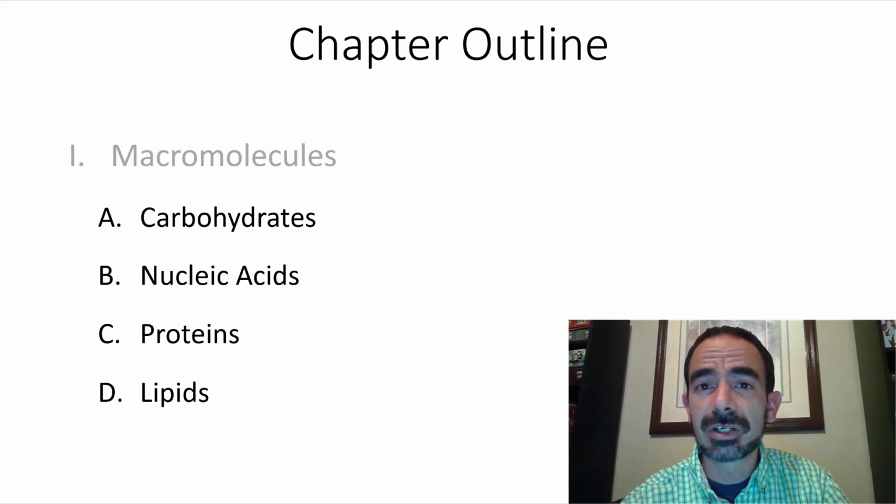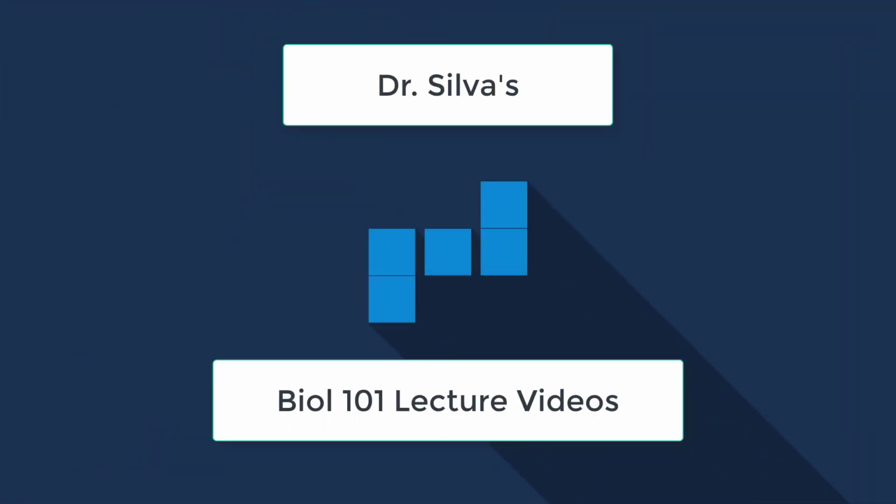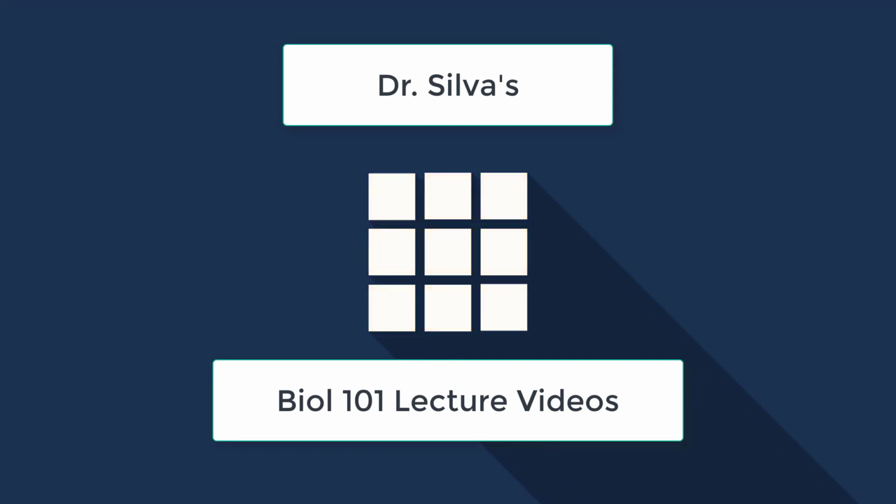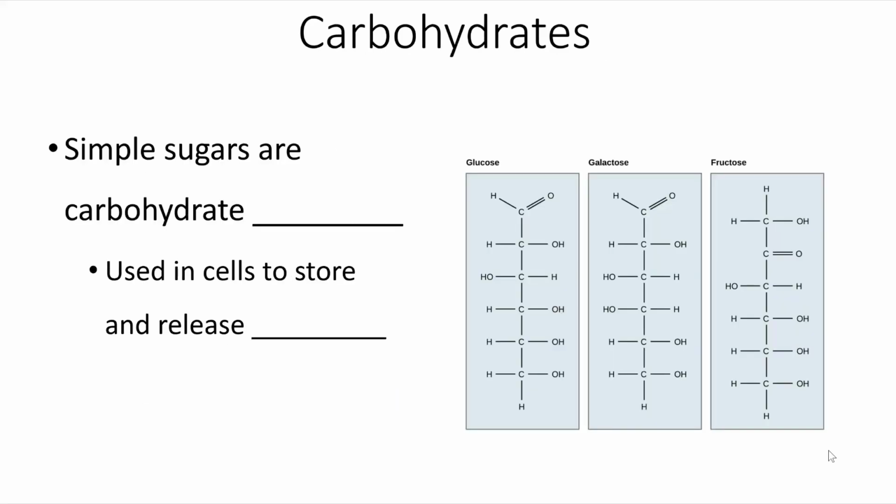Energy storage, structural support, and information storage. Those are the next molecules we'll be talking about. So let's start with carbohydrates. Simple sugars are the carbohydrate monomers. So these will be the building blocks for our carbohydrates. They're used in cells to store and release energy.